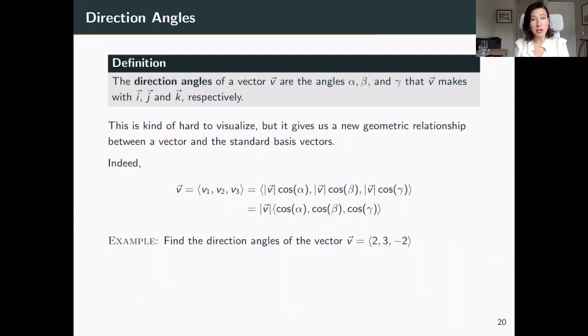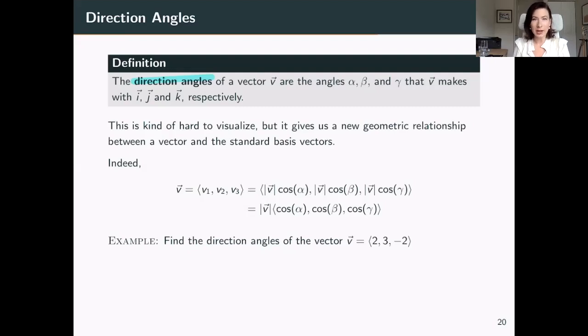There are some special angles that we could consider when looking at a vector v in either three-dimensional or two-dimensional space. Those being what we call the direction angles of a vector v. These angles are the angles that the vector v makes with essentially the x, y, and z axes.